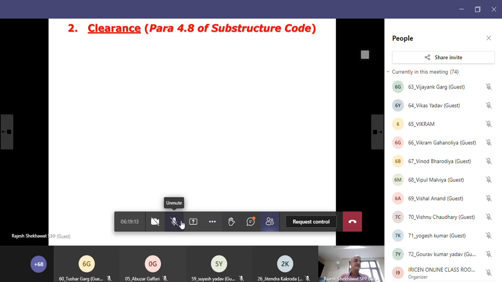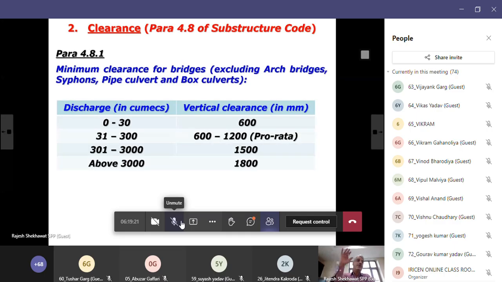Now come to clearance. How much minimum clearance is required? That is given in para 4.8. Once you have calculated afflux, you add afflux to the water level. That will be your calculated HFL. Your maximum water level corresponding to design discharge, or foundation discharge if it is clearance, plus afflux, will be your calculated HFL, CHFL.